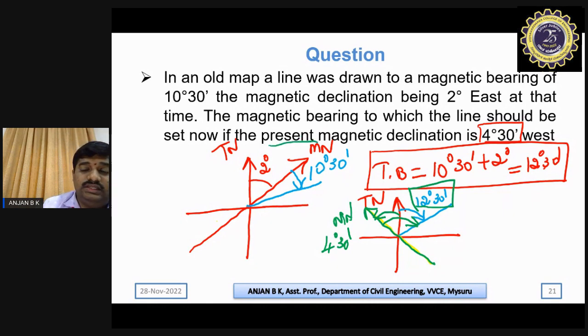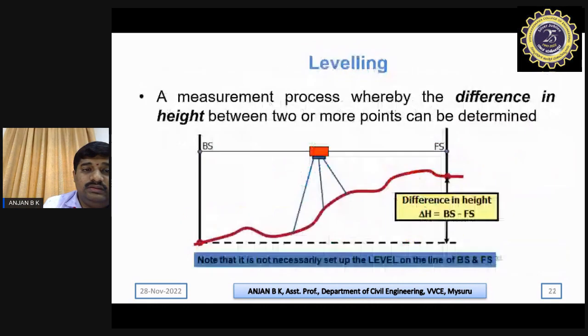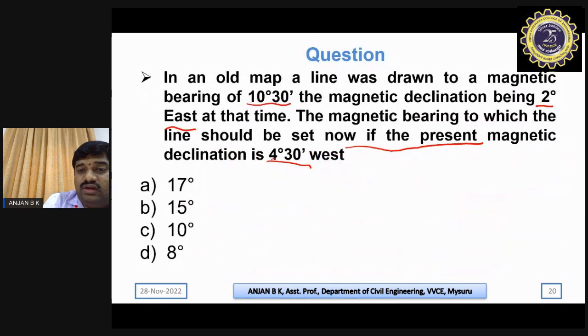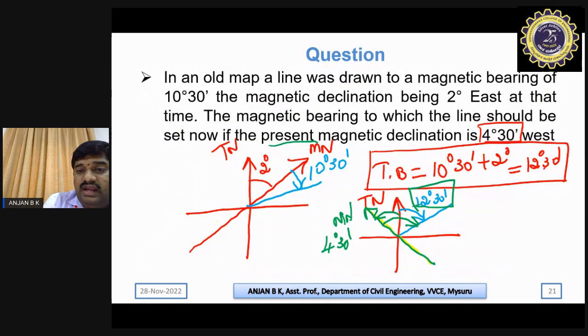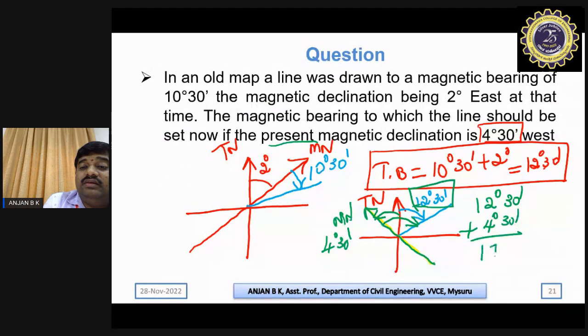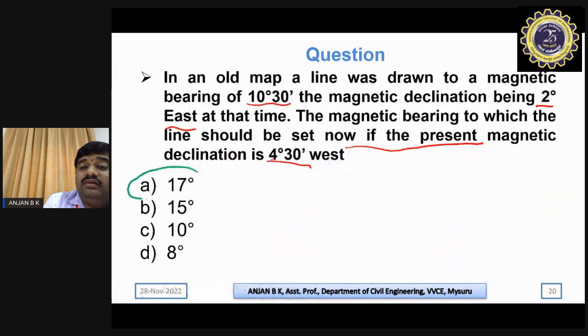So the answer is, if you add 12 degree and 4 degree 30 minutes, you get 17 degrees. So you can see the answer here. The 17 degree is the correct answer.